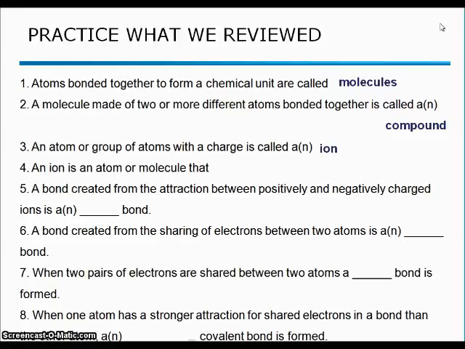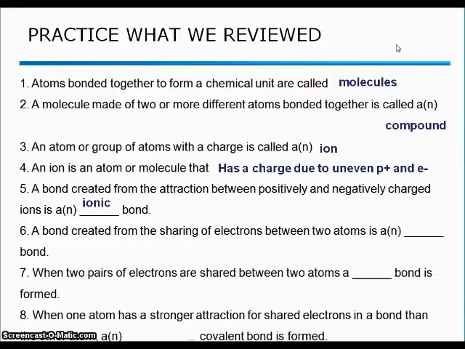Number 3, an atom or group of atoms that's charged is called an ion. An ion is an atom or molecule that has a charge due to an uneven number of protons and electrons. And you'll see here I wrote proton P plus because it's a positive charge, and I wrote E minus because electrons are negatively charged.